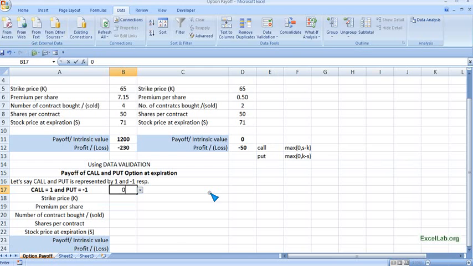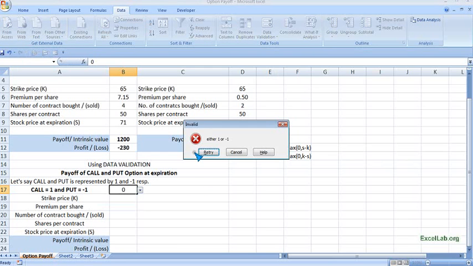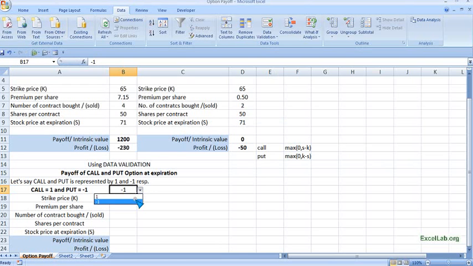Suppose you enter 0 now, it will not accept it. You can see invalid, either 1 or minus 1. So let's take the 1.